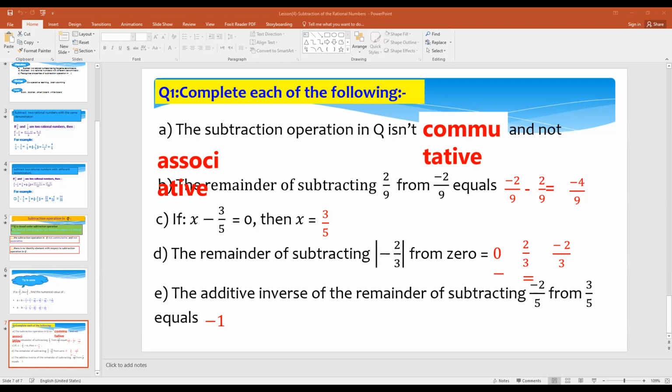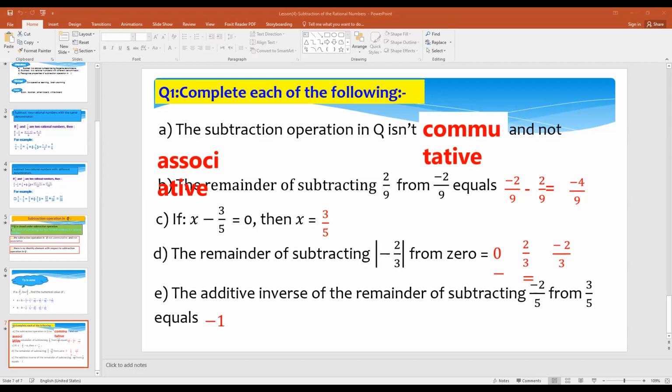The properties of multiplication. As we studied before the properties of addition, we also have properties of multiplication in Q. First property is the closure property. If I have two numbers, A over B belonging to Q, and C over D belonging to Q, then to multiply the two numbers, A over B times C over D, multiply numerator by numerator, denominator by denominator. A times C equals AC, B times D equals BD. And also the result will be a rational number.